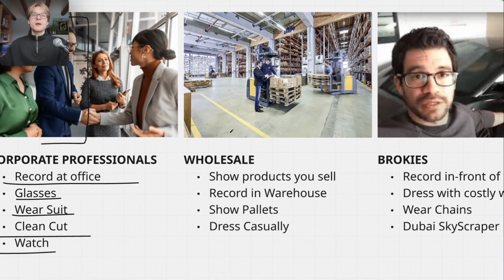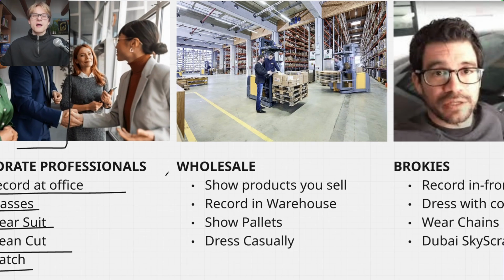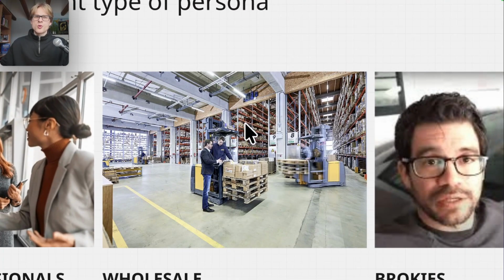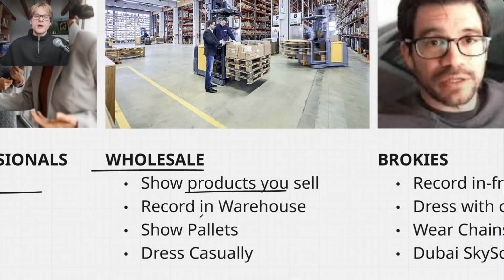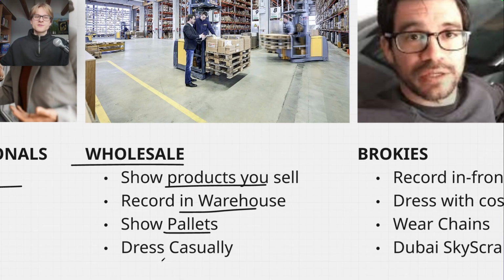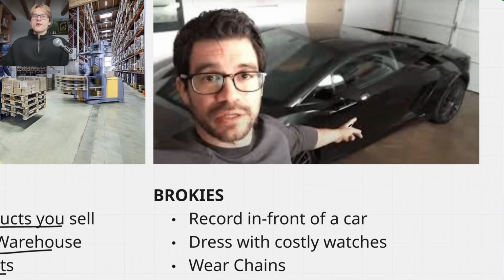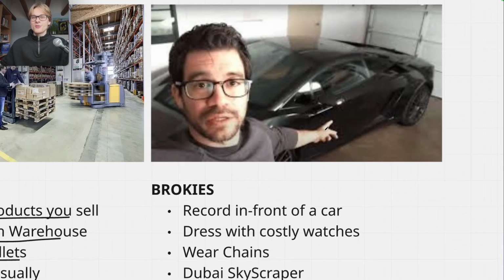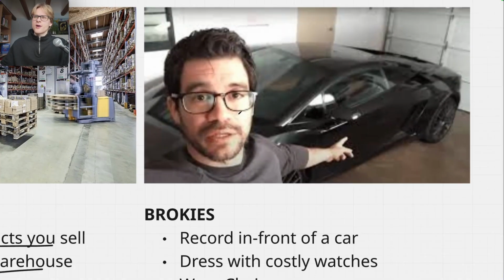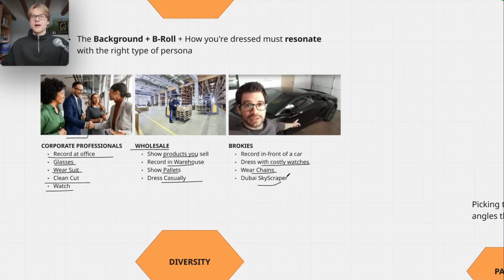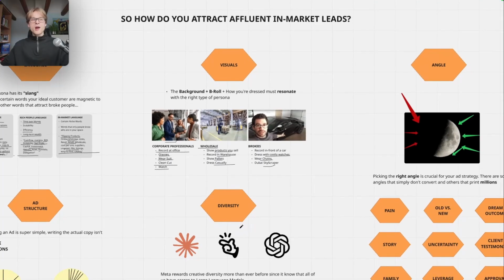Now, when I want to attract people who are already into Amazon, I would show products I'm selling. I would record this ideally at a warehouse, maybe not one that's that big, but it would still work. Show pallets and dress very, very casually, right? Now, if I want to attract brokies, I would probably do it like Tay Lopez and record this entire ad in front of my Lamborghini or whatever car it might be. And dress with costly watches, wear chains, and maybe show a Dubai skyscraper in the back, right? You get what I'm saying.